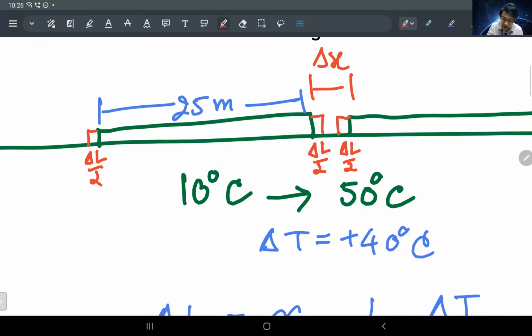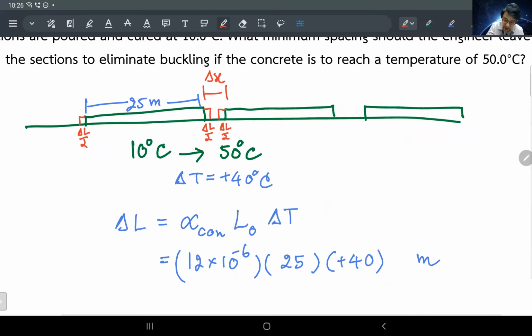And that leads you to the minimum spacing that you need, once again, twice of that delta L over 2, or the delta L anyway. Okay, that's fair. All right, so that means whatever the numbers that you get for the delta L, that will be your delta X, the minimum spacing that you need to leave between the concrete blocks.